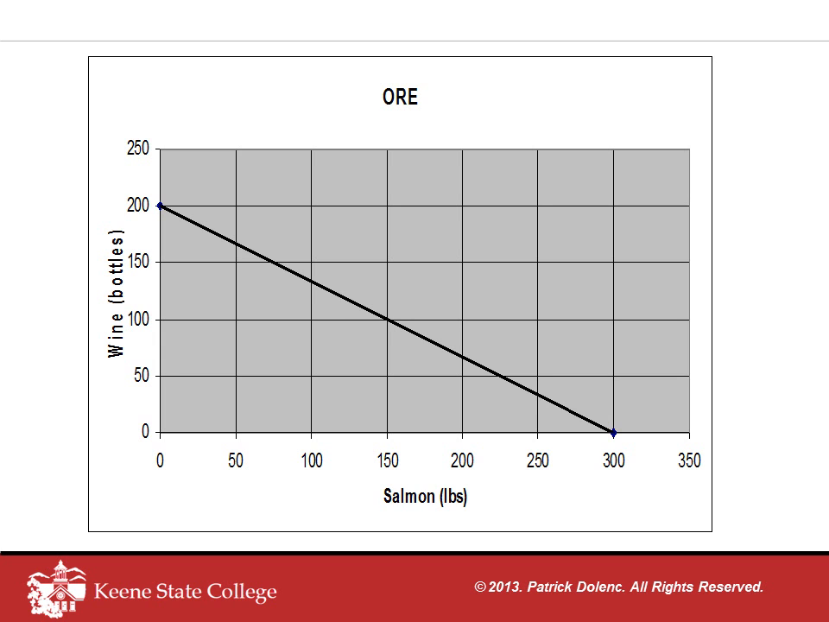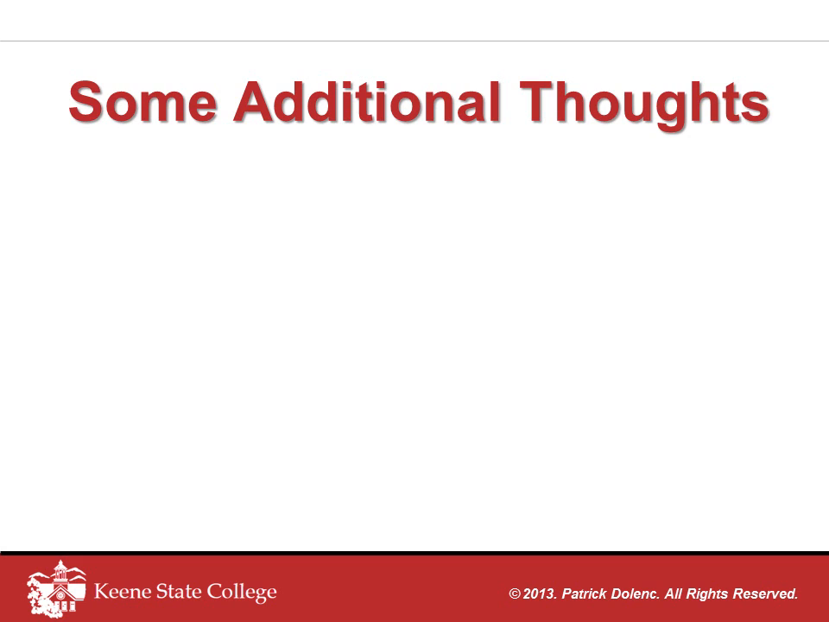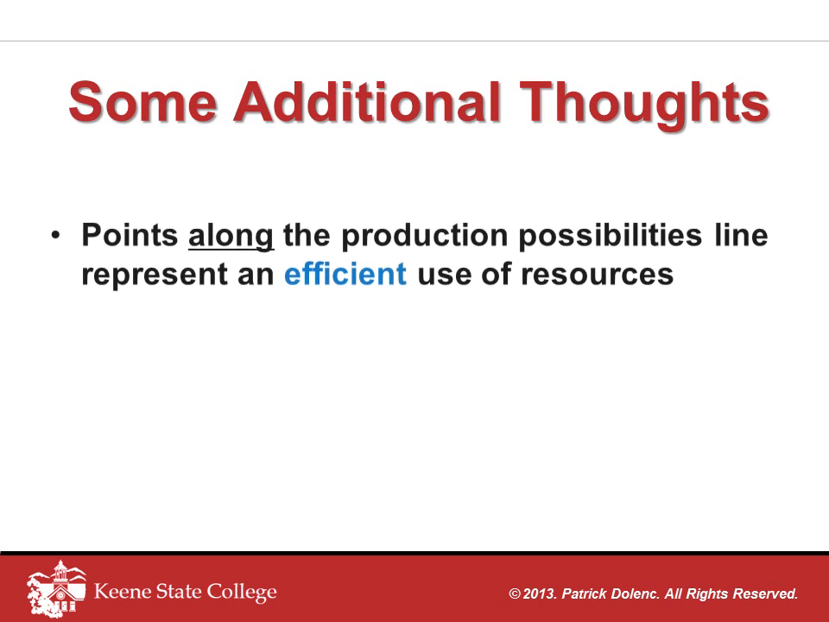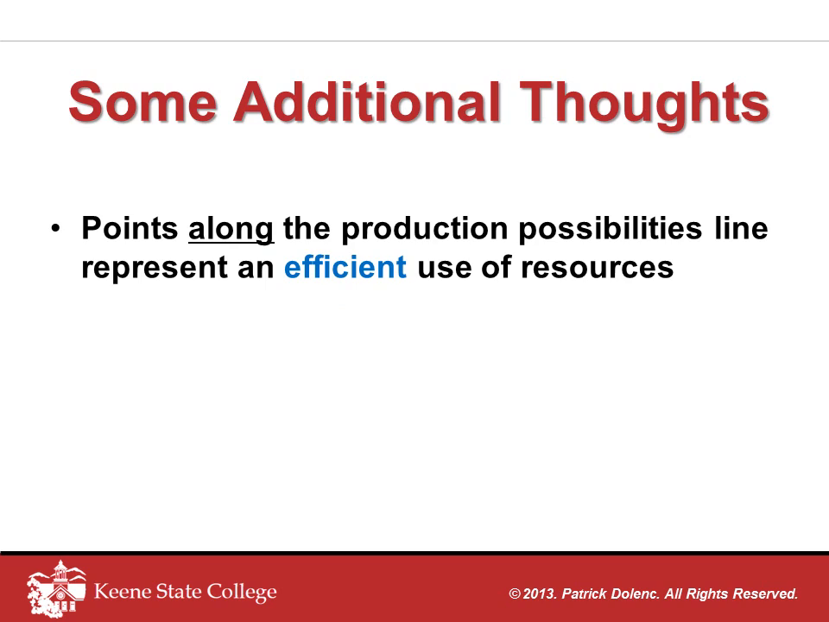3 more quick points before we conclude this presentation. First of all, any point along the production possibilities line represents an efficient use of resources with no waste. That is to say that any point that sits on the line, either for Washington or for Oregon, represents the complete use of resources in wine production and salmon catching.